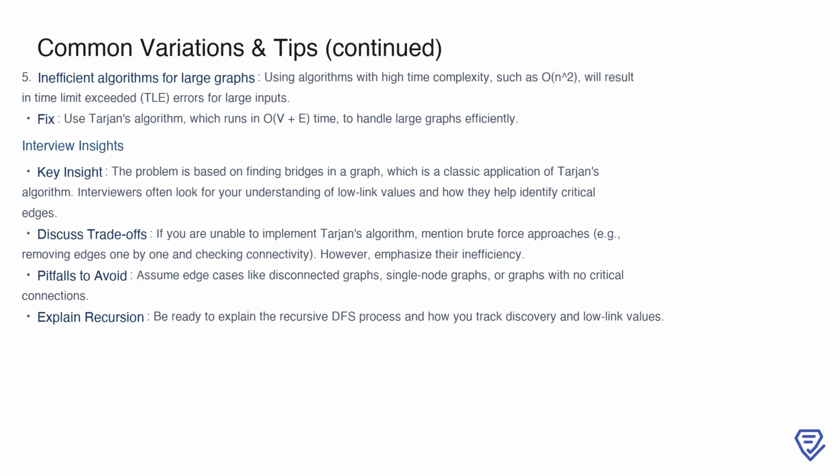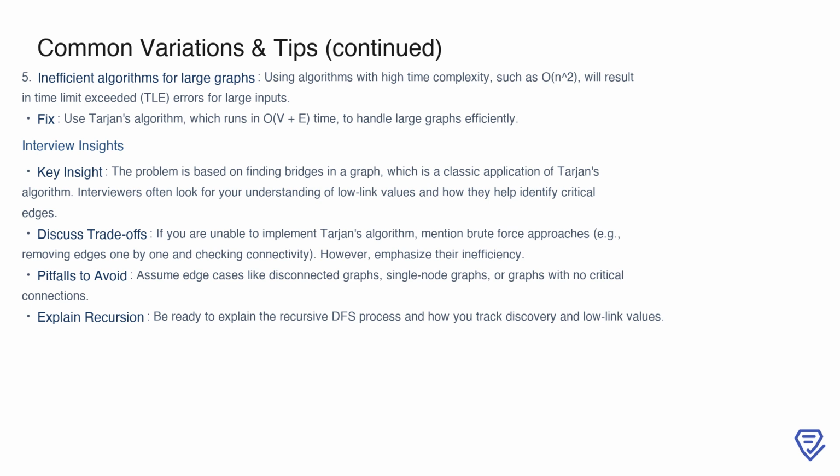Now, let's focus on some performance-related issues and interview insights. For large graphs, using inefficient algorithms with high time complexity, like O(n²), can lead to time limit exceeded errors. To handle such cases efficiently, Tarjan's algorithm is the recommended approach, as it runs in O(V plus E) time. From an interview perspective, this problem highlights the classic use case of finding bridges in a graph. Interviewers often evaluate your understanding of low-link values and their role in identifying critical edges.